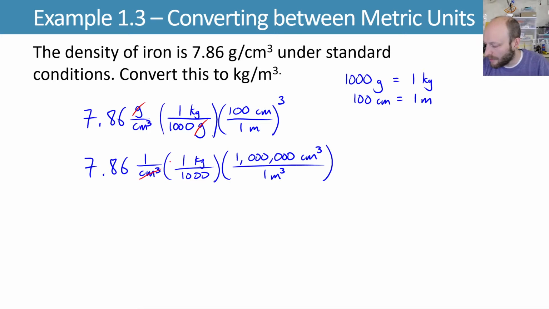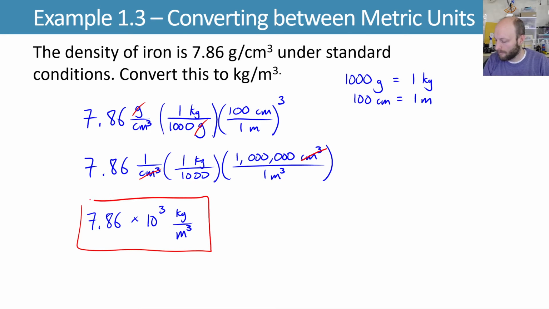So now the centimeters cubed will cancel. And you see this ends up being 1,000,000 divided by 1,000, which is just the same as multiplying by 1,000. And so we end up with 7,860, or I might instead choose to write that as 7.86 times 10 to the third kilograms per cubic meter. So there we go. And just to be clear, that's 7,860 if you wanted to write that out without using the power of 10 there.